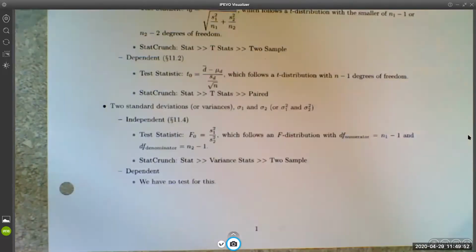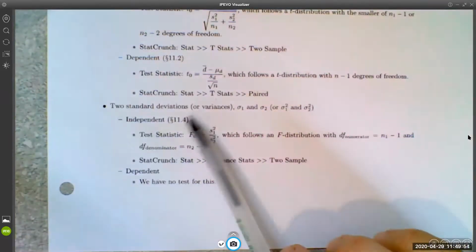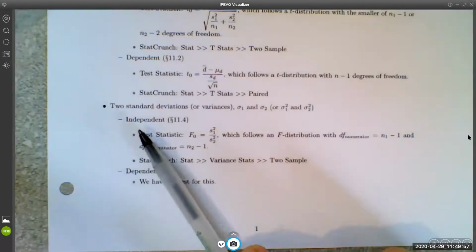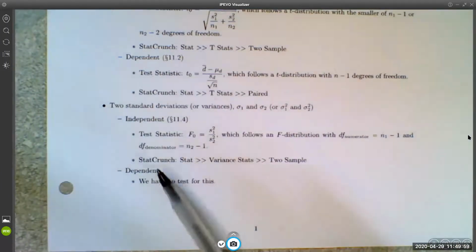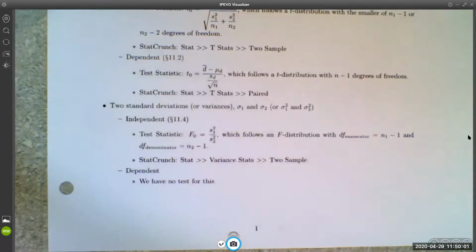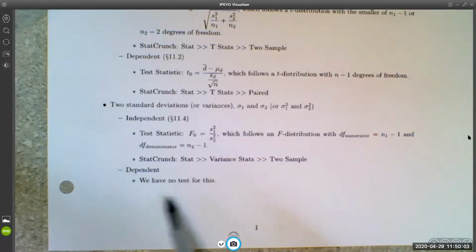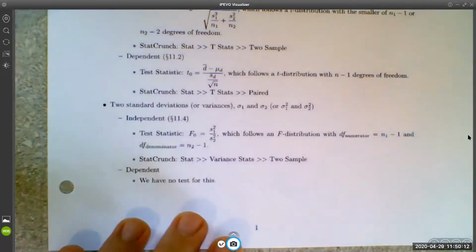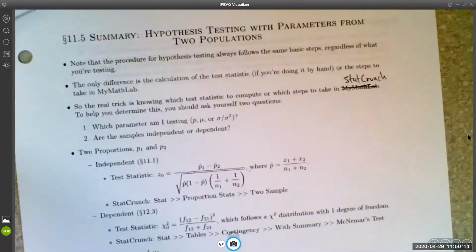And then the 5th test we talked about was for comparing 2 standard deviations. If the samples are independent, then you're going to go to Stat, Variance Stats, Two Sample. If the samples are dependent, well, we don't have a special test for that. So if the samples are dependent, then I guess you would just follow these same steps. Okay, so those are the tests that we talked about.